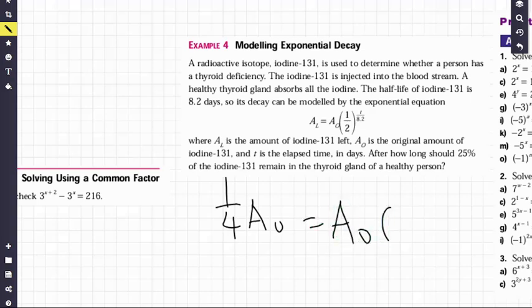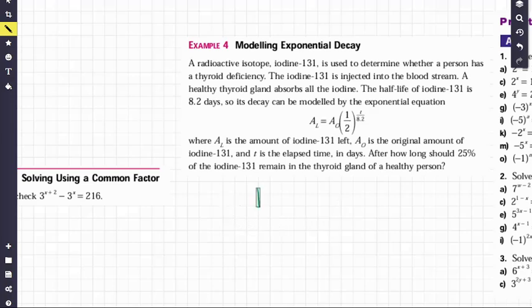AO times 1/2 to the T over 8.2. Now you might be able to see something. Look, there's AO on both sides. Let's just cancel it out. Great, you see that? So let's just cancel it out and rewrite the entire thing. 1/4 is equal to 1/2 to the T over 8.2.